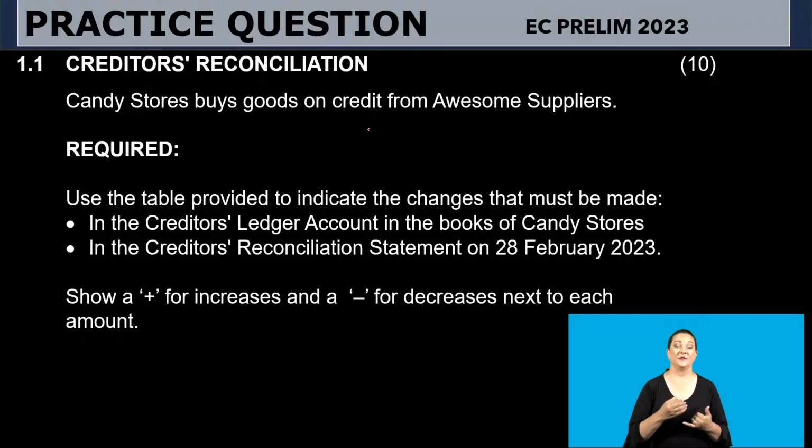I now have another activity with me here, which is from the Eastern Cape prelim for the year 2023. And it reads, Creditors reconciliation. Candy Stores buys goods on credit from awesome suppliers. Required. Use the table provided to indicate the changes that must be made in the creditors ledger account in the books of Candy Stores, in the creditors reconciliation statement on 28 February 2023, show a plus for an increase and a minus for a decrease next to each amount.